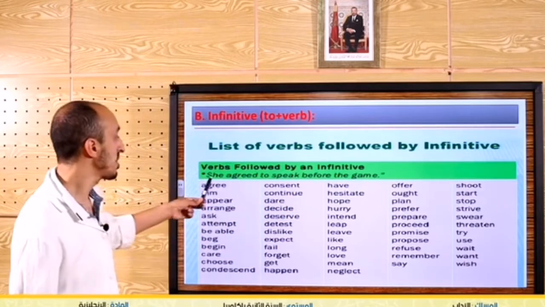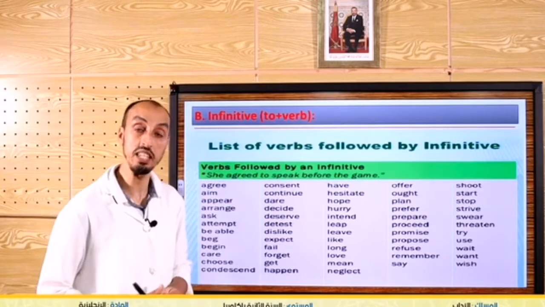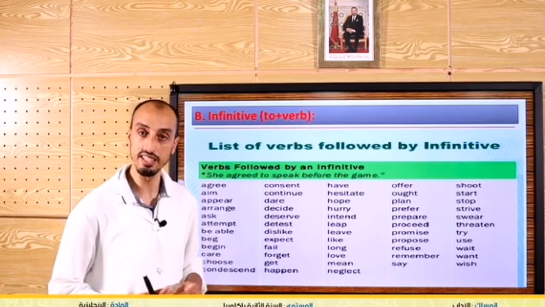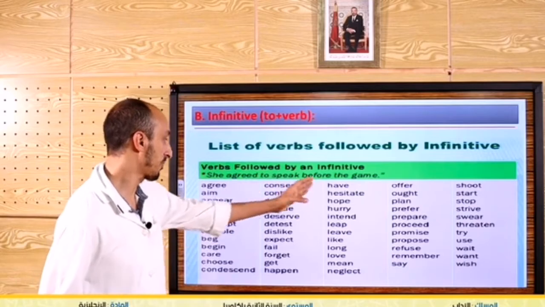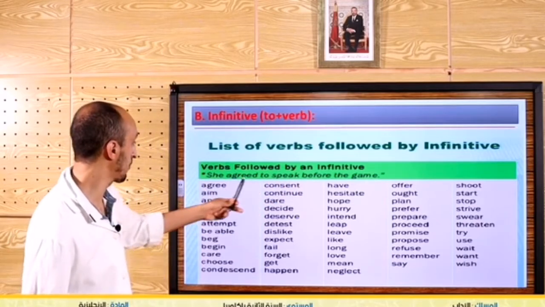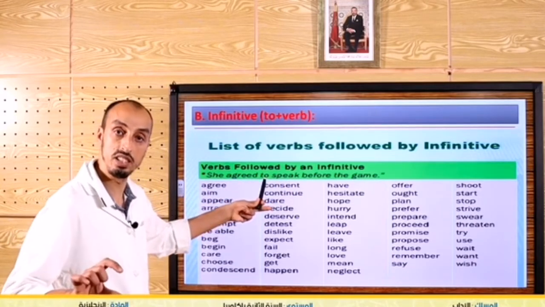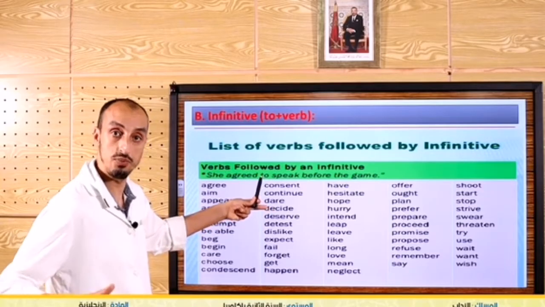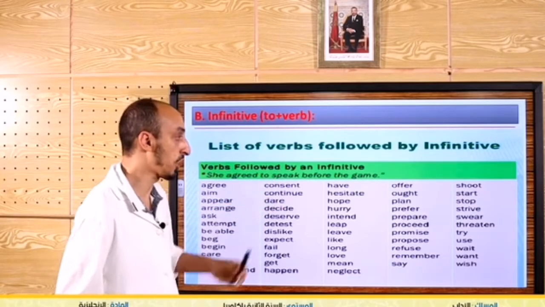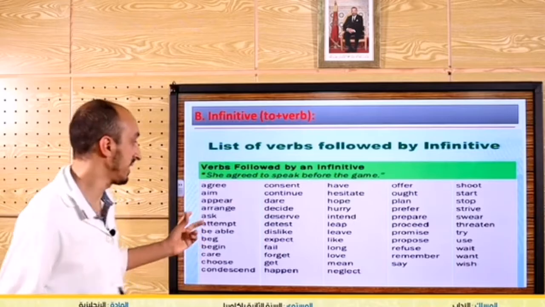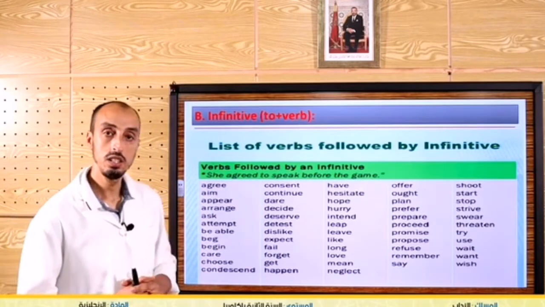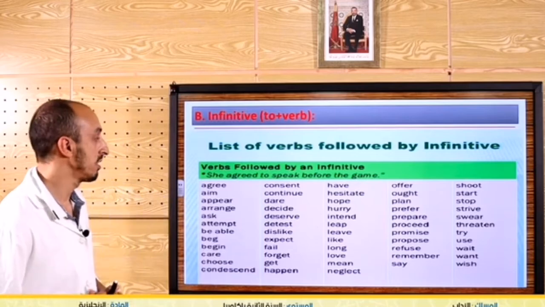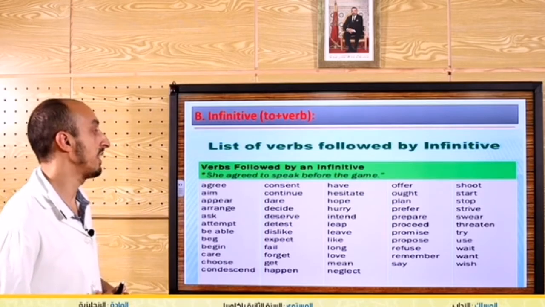We have an example. She agreed to speak before the game. The athlete agreed to speak. Agreed to speak before the game. So if the verb agree is followed by another verb, this second verb should be in infinitive form. You can take a shot of this screen, okay? Or you can note down these verbs.